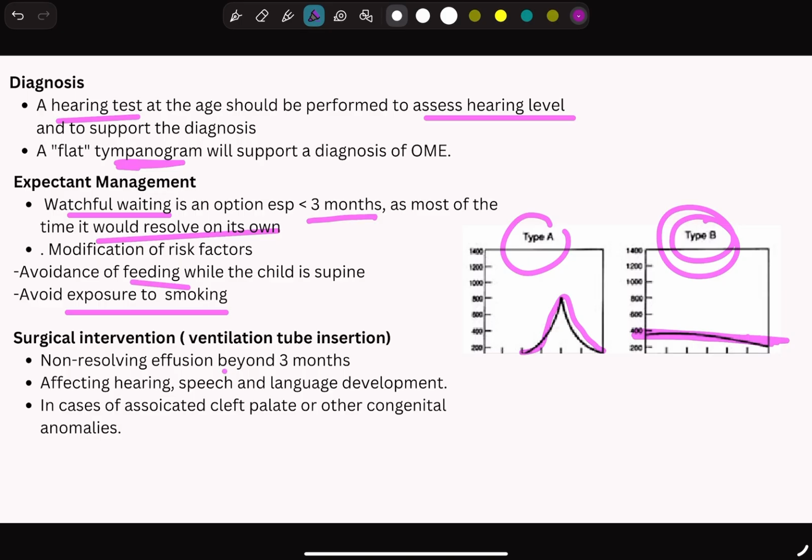However, if it goes beyond 3 months, we'll follow them up, we'll do a hearing test again, and if it goes beyond 3 months, then we might need to surgically intervene, and we put a tube in order to resolve the fluid. And also, if it's really affecting the hearing, the speech, the language, if there's language delay, and also if there is cleft palate, in such cases it's very important we insert a tube in order to resolve the effusion and help with hearing, with the speech, etc.